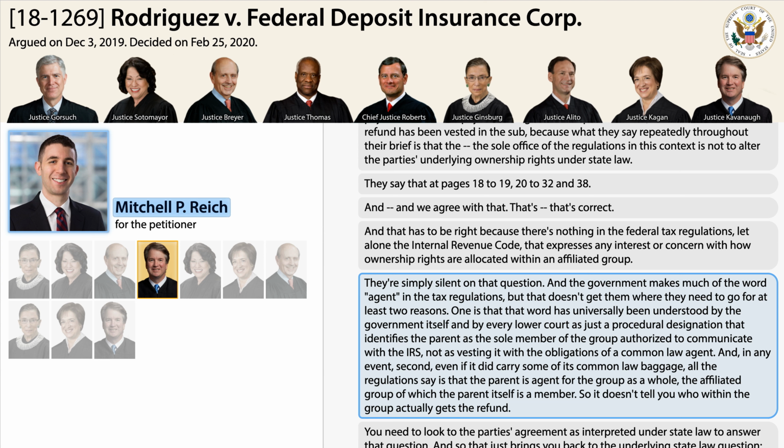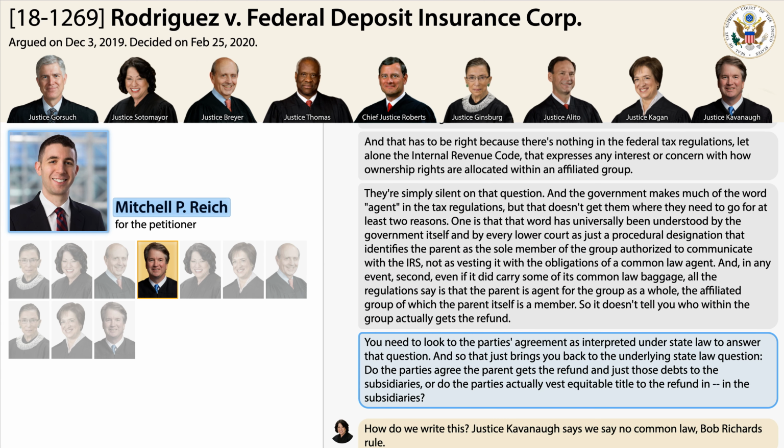And in any event, second, even if it did carry some of its common law baggage, all the regulations say is that the parent is agent for the group as a whole, the affiliated group of which the parent itself is a member. So it doesn't tell you who within the group actually gets the refund. You need to look to the party's agreement as interpreted under state law to answer that question. And so that just brings you back to the underlying state law question. Do the parties agree the parent gets the refund and just owes debts to the subsidiaries, or did the parties actually vest equitable title to the refund in the subsidiaries?